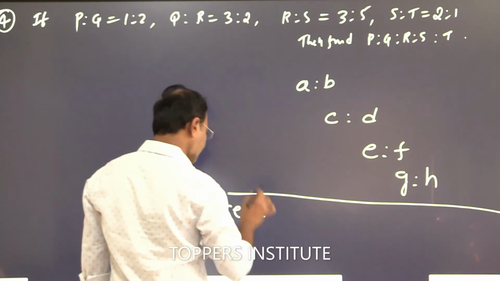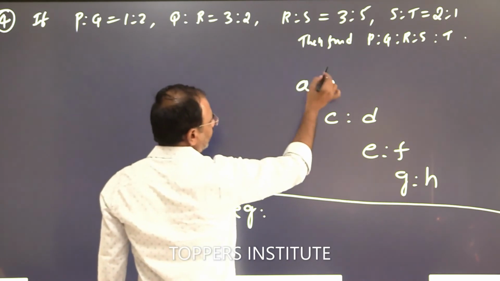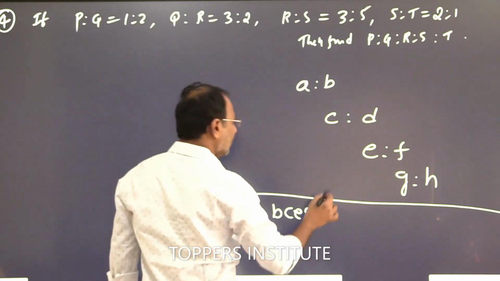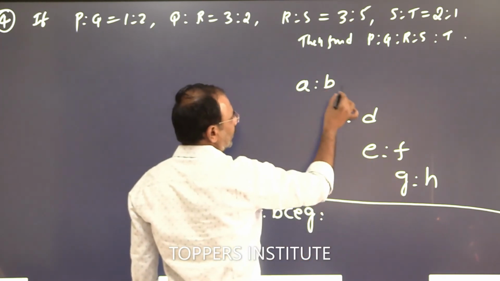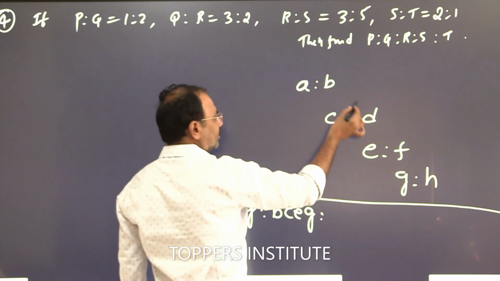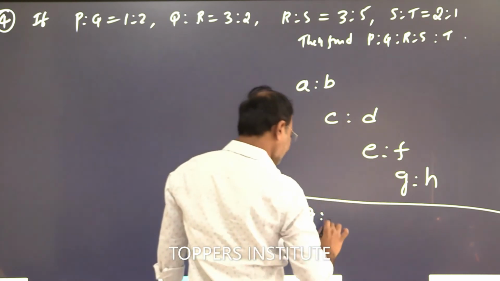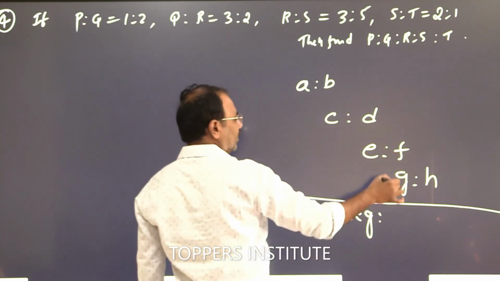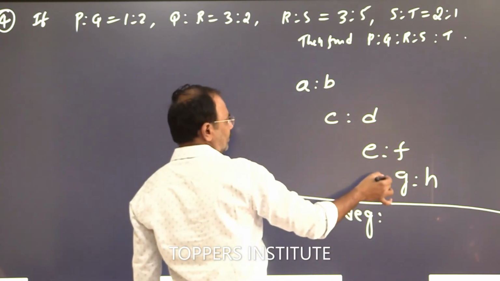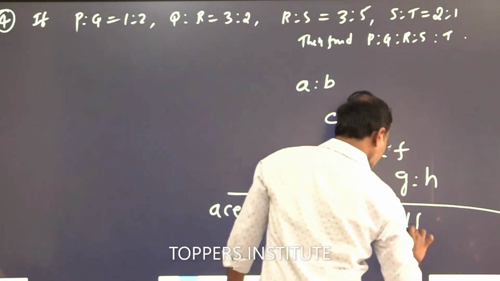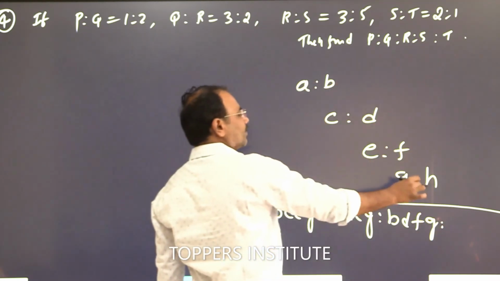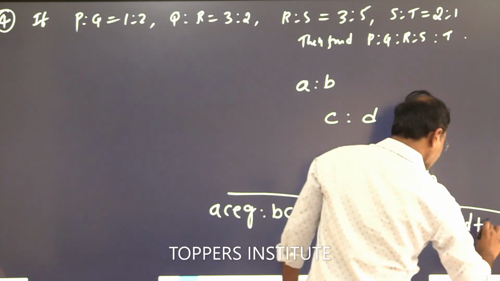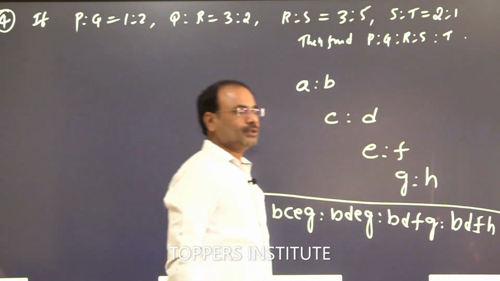Try the next term. Next term: BCEG. Next: BDEG. Observe. BDEG. Next term: BDFG. But the last term is the product of consequents: BDFH. Right? So this is the combining.